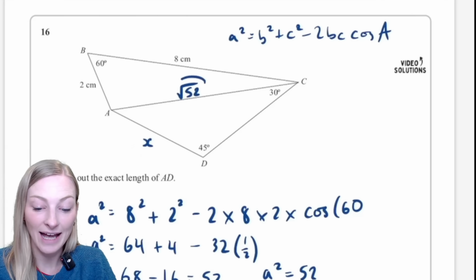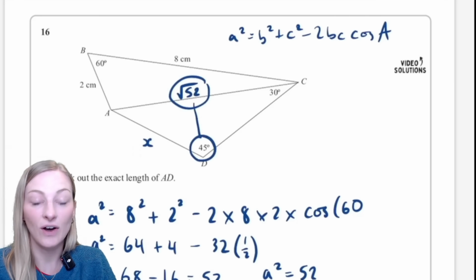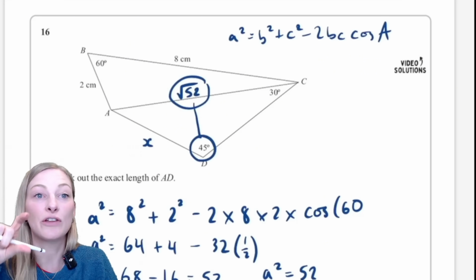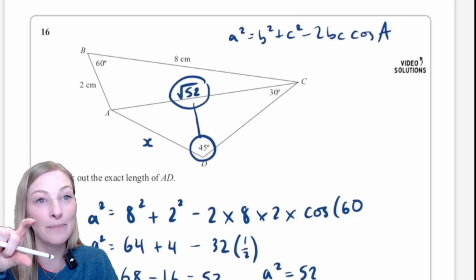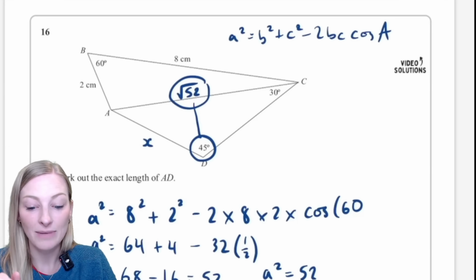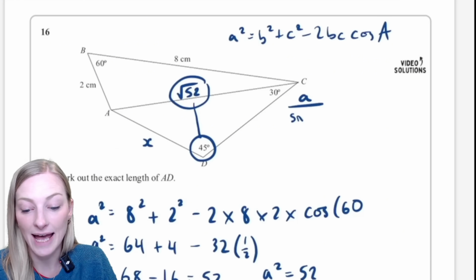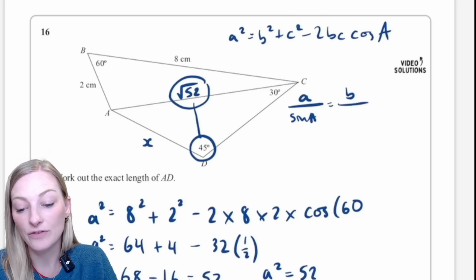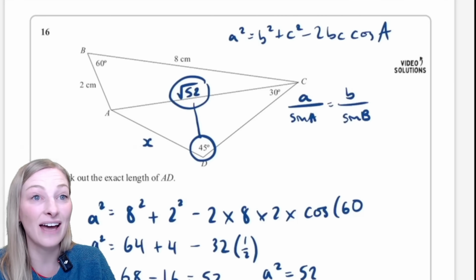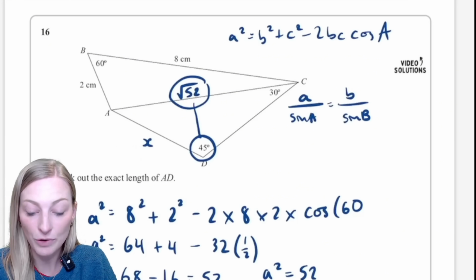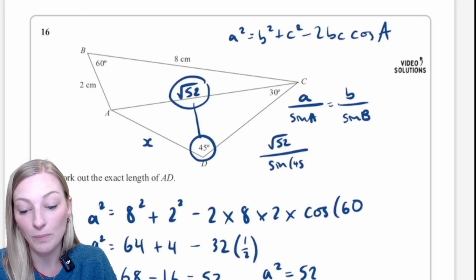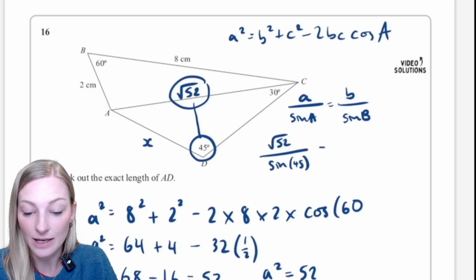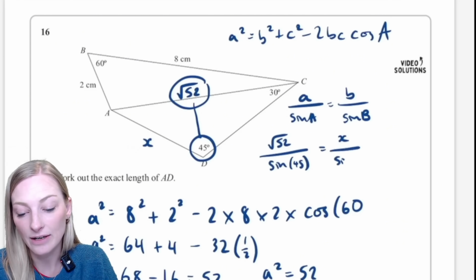Now we're looking and we have a pair. We have a side and an angle that are opposite each other. And when that happens, it tells us that we can use the sine rule. We can use that pair to get the other pair. So I'm now going to use the sine rule to get a side. So it's going to be a over sine A equals b over sine B. And again, you're given that in the front of the exam. So root 52 over sine 45, really important that your pair goes together, equals X over sine 30.